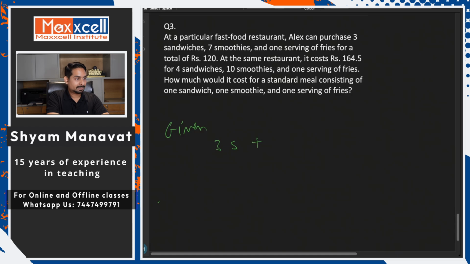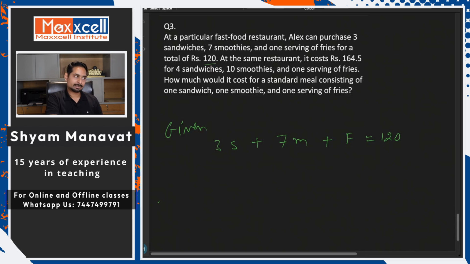And he paid for, when he picks up 7 smoothies, okay, sandwich and smoothie both have the same initials. So let me use M for smoothie, and 1 serving of fries. So 1 fries for a total of 120 rupees. So while doing this, he is paying how much? 120 rupees. I am just writing what is given in the question.